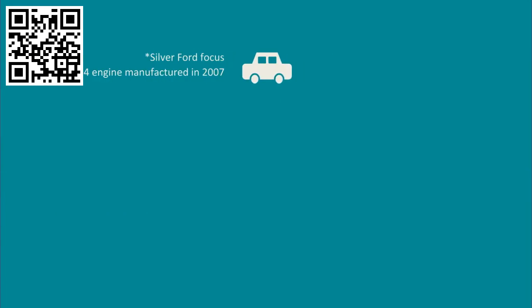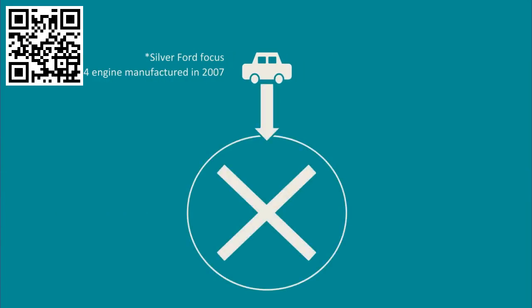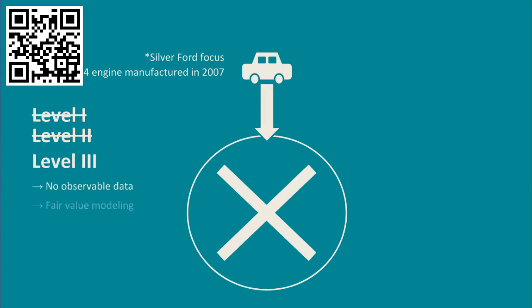Now it could be that when we look in the marketplace we can't find anything at all similar, in which case we can't use Level 1 because there's no identical transactions, we can't use Level 2 because there's no similar transactions, and thus we are constrained to using a Level 3 fair value measurement. And on a Level 3 fair value measurement, this is where there is no observable data, and so we use a fair value modelling technique.